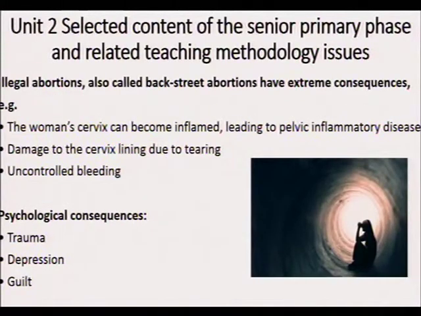Illegal abortions, also called backstreet abortions, have extreme consequences. The woman's cervix can become inflamed, leading to pelvic inflammatory disease, damage to the cervix lining due to tearing, and uncontrolled bleeding. This could probably lead to death at the end of the day if not treated. Psychological consequences are trauma, depression, and guilt, which can probably also lead to suicidal thoughts.